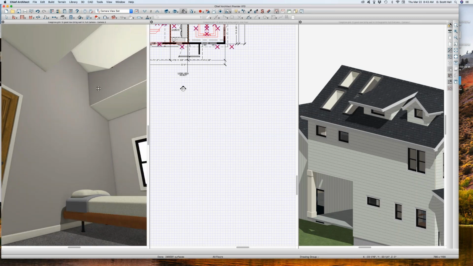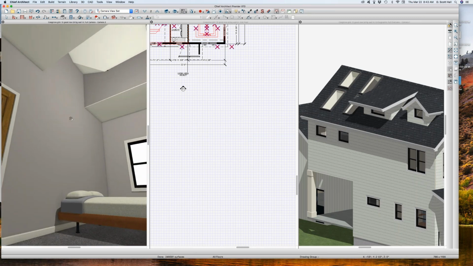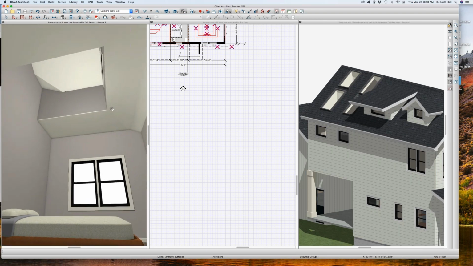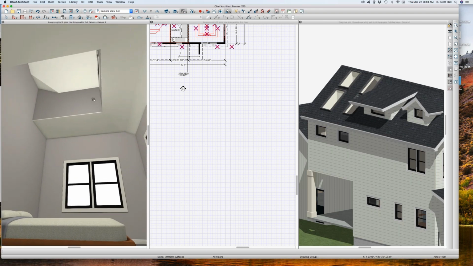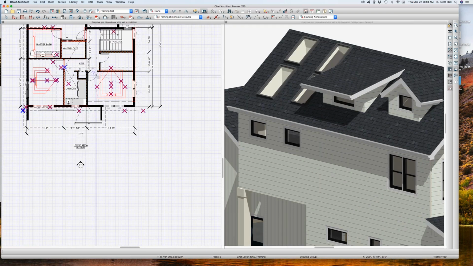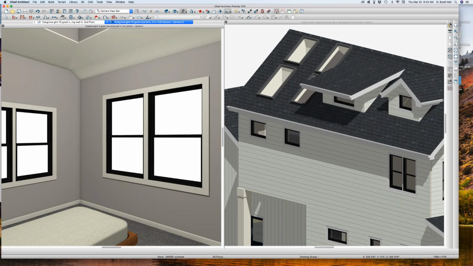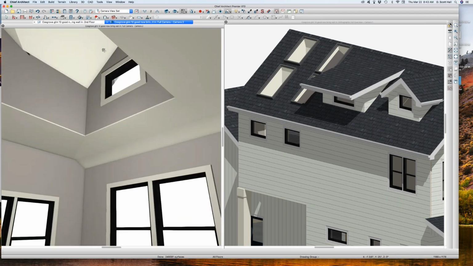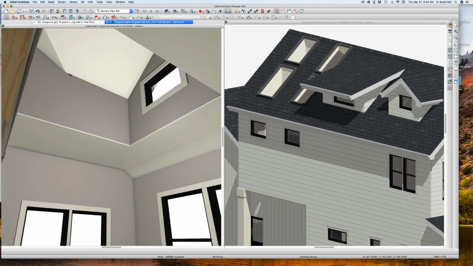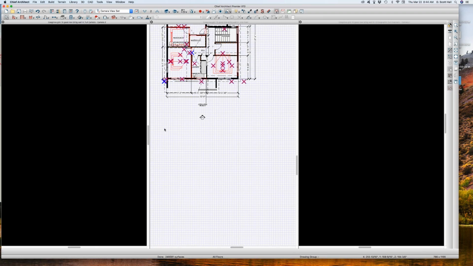Look what I did. See, I got a flat ceiling in this room, but I've got the dormer up there. You see that? Let's take a look in this direction here. 7-9. There it is. Look what I did. In fact, look at this right here. I even have a sloped ceiling. What am I saying with all that?